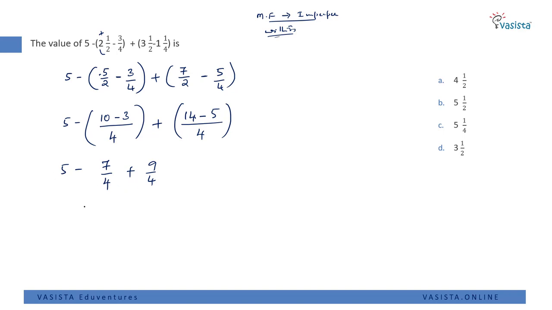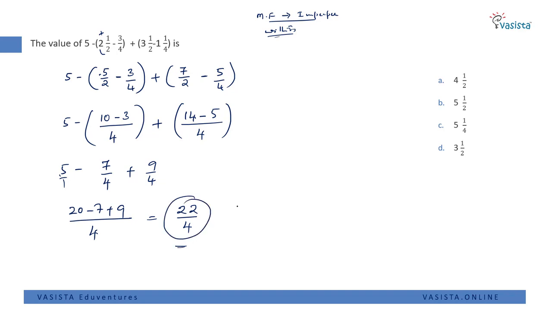Now take the LCM for all of these, which is going to be 4. 5 4s are 20, so 20 minus 7 plus 9. So 20 minus 7 plus 9 is 22 by 4. We got the answer, 22 by 4.